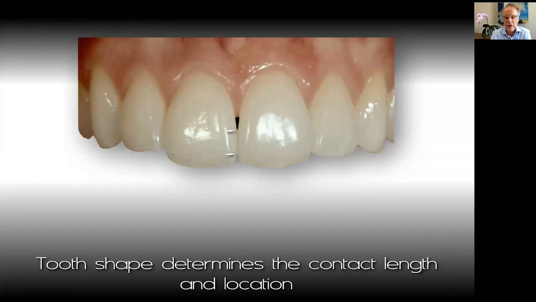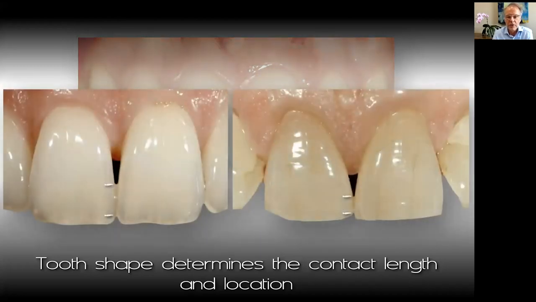Here, these teeth are somewhat triangular shaped, with a smaller contact length. It's located in the incisal third. We have an open interdental space, but we have a papilla that's normal in height. Other examples, maybe even more severe, have smaller contact lengths and more triangular shaped teeth.